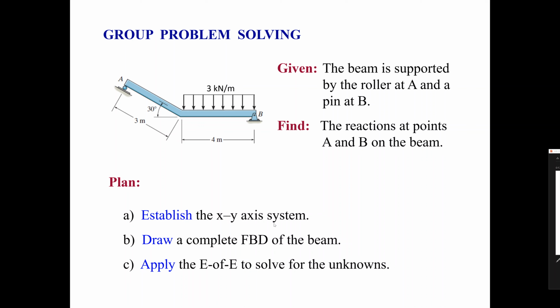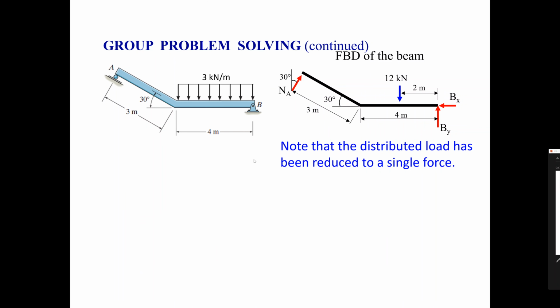That's what I was talking about. Then we draw a free body diagram of the beam, and then write the equations of equilibrium and solve for the unknowns. Okay. All right. So here's the free body diagram. Notice we have two reactions over here. We have only one acting at 30 degrees relative to the vertical, and we have this force acting over here.